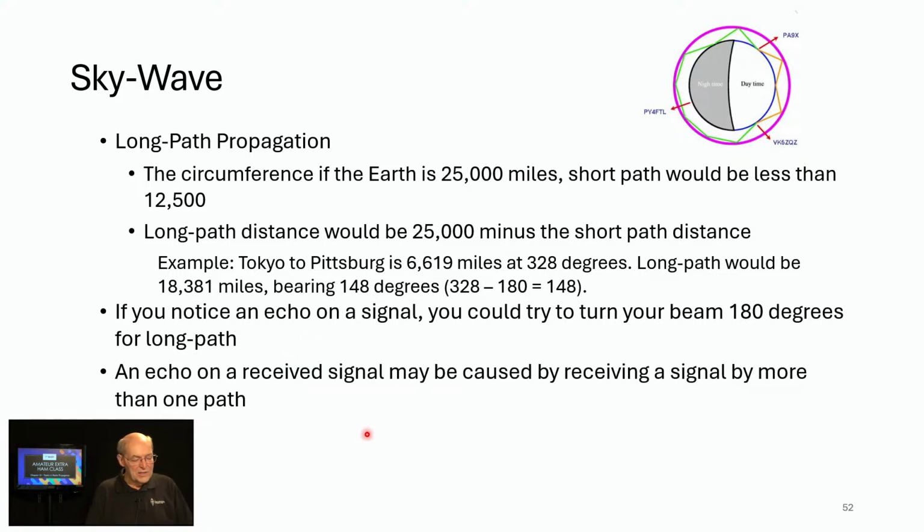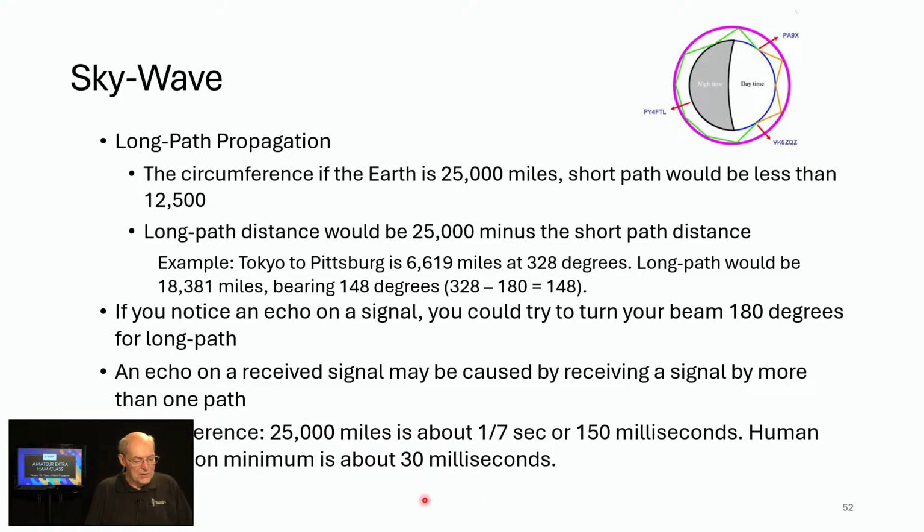An echo on a received signal may be caused by receiving a signal by more than one path or going all the way around the Earth. I don't know if you've ever heard of LDEs, long delayed echoes. They're real spooky things where signals come back that are way longer than that. I don't know if you'd call it paranormal or whatever. Have you had any experience with that, Gary? No. I'm not saying it's aliens, but it's aliens. Okay, very good. Long delayed echoes. But we won't see that in the test because it's sort of a paranormal thing.